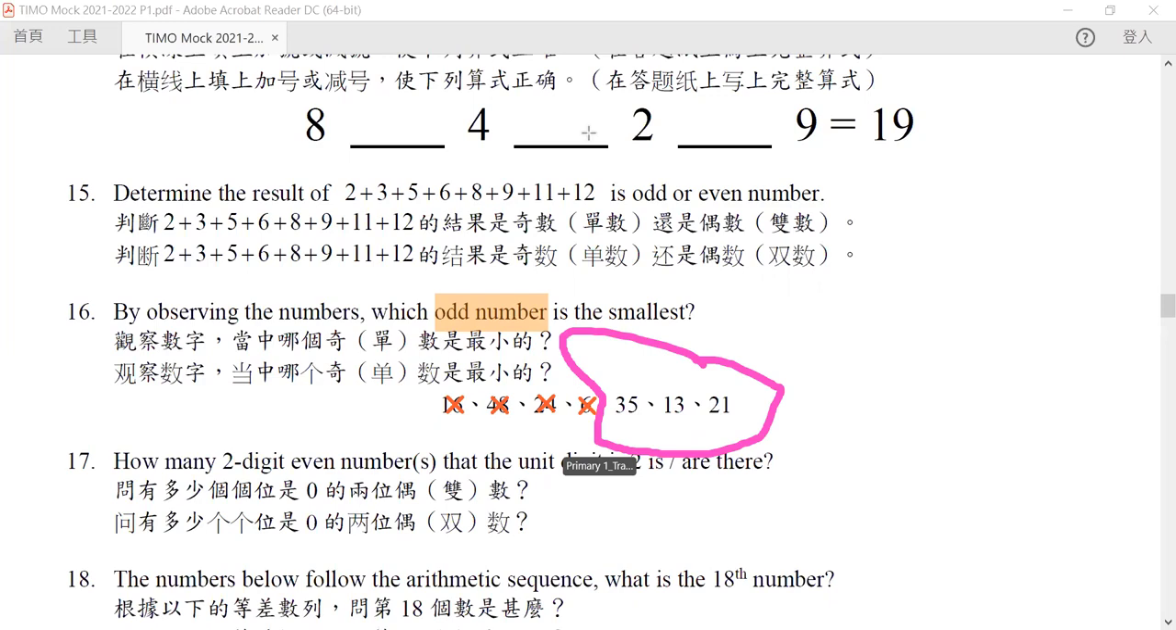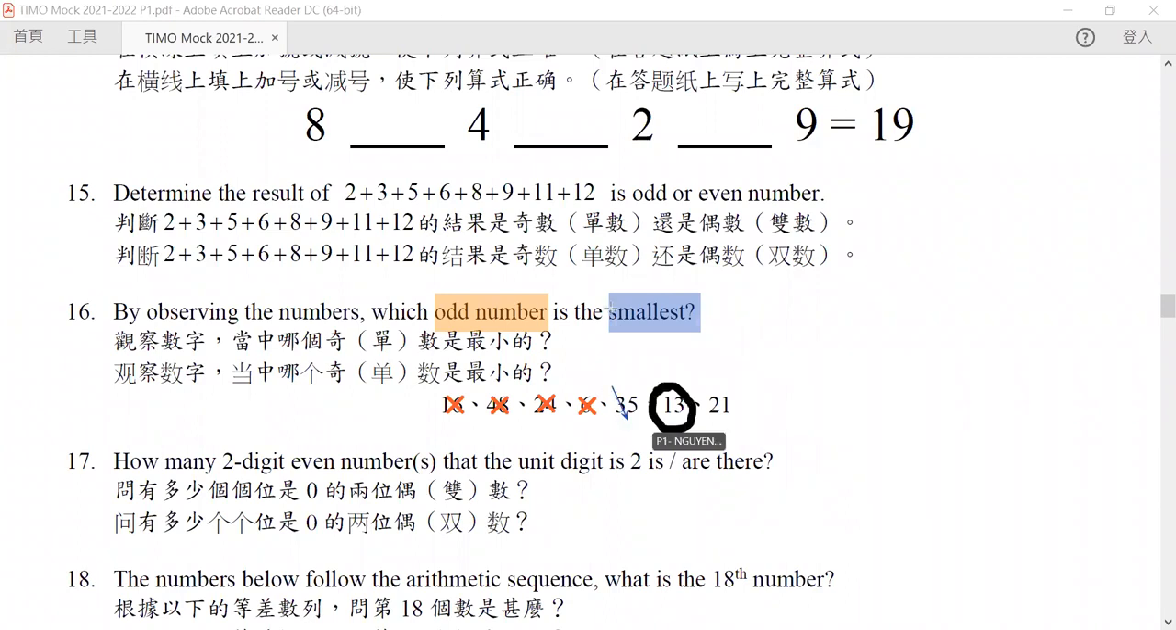But remember that if a number needs to be the smallest, its most significant digit, which is this one, the 3, 1, and 2 in here, needs to be smallest. So which one of them is smallest? It is our 13. So our answer is equal to 13. Okay, so this is our question number 16.